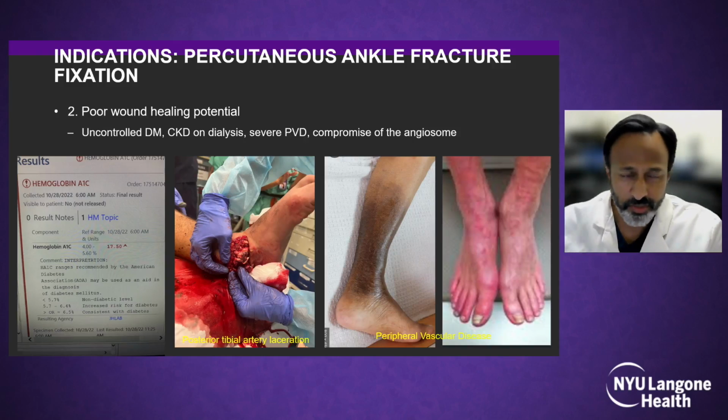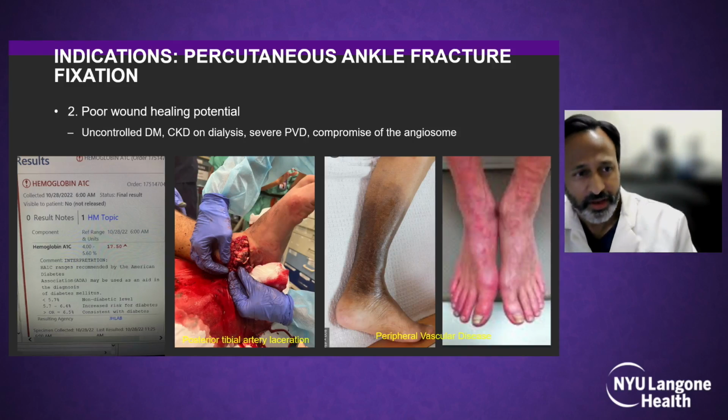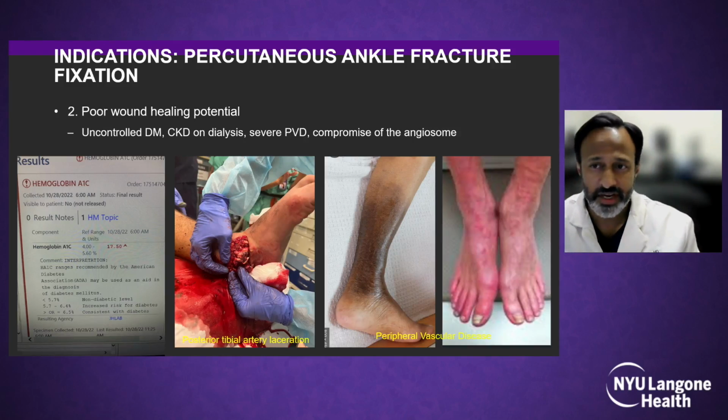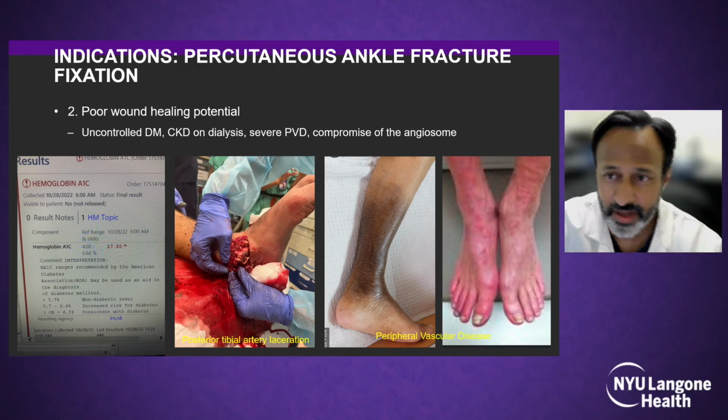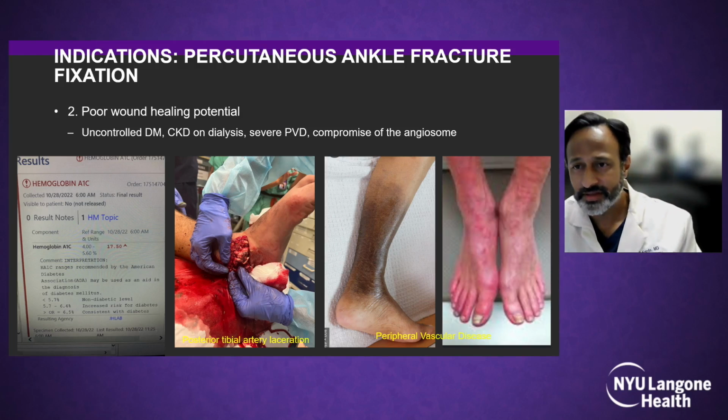Another indication, patients with poor wound healing. Here's an actual patient of ours. This is actually Dr. Ganta's patient, hemoglobin A1C of 17.5. Someone who you don't want to operate on. This is someone who Dr. Ganta has great experience with as our diabetic ankle fracture expert.